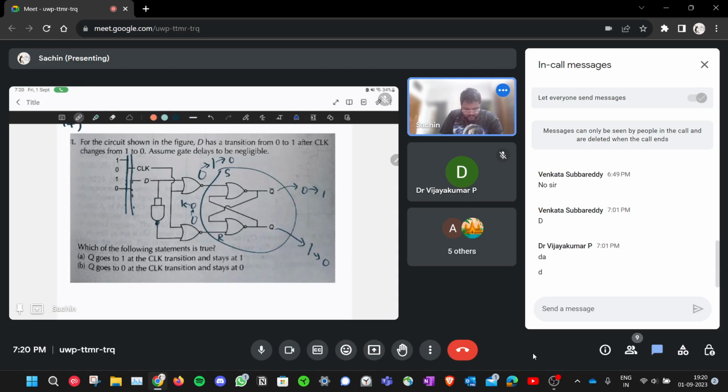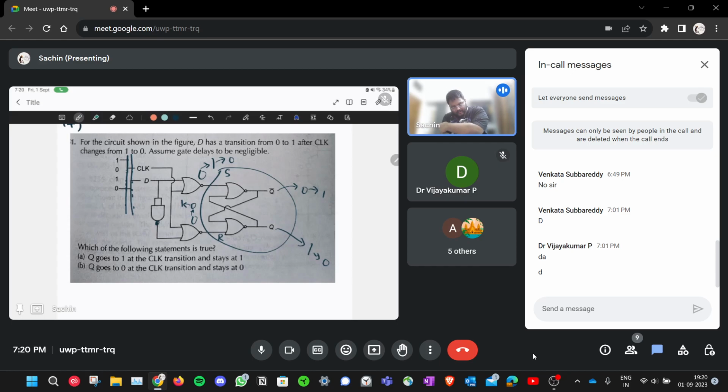And then when D is transitioning from 0 to 1, that is in the third part, your output Q is going to 0. So that would be the right option, except that this book says that option A is correct. Well, we can't trust the book. First of all, the circuit itself, this is probably a NAND gate. So there's a mistake there itself.